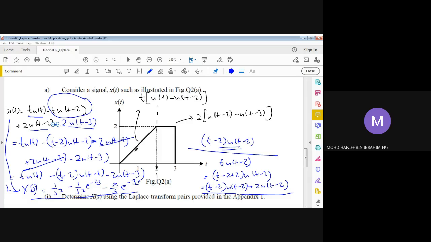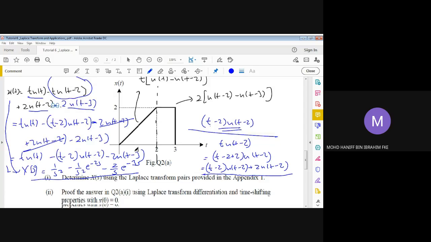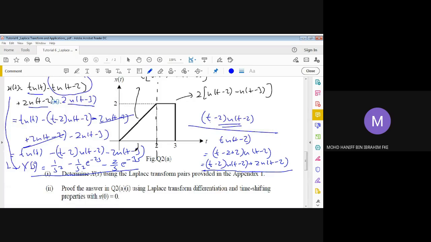Okay, good. Next question, number 2. Prove the answer in question 2a1, the previous question, using Laplace transform differentiation and time shifting properties with x(0) equal to 0. Okay, so we are given the x(0) value.